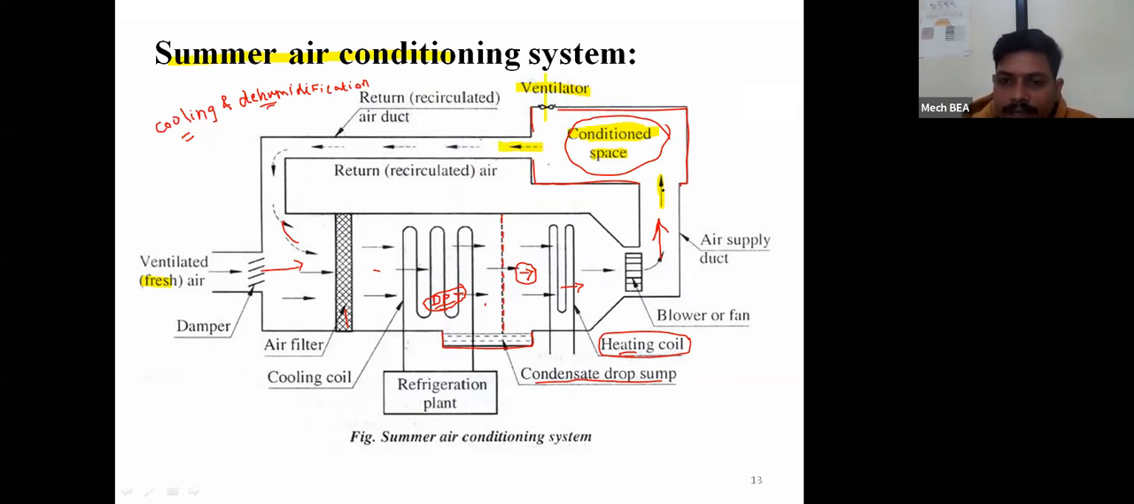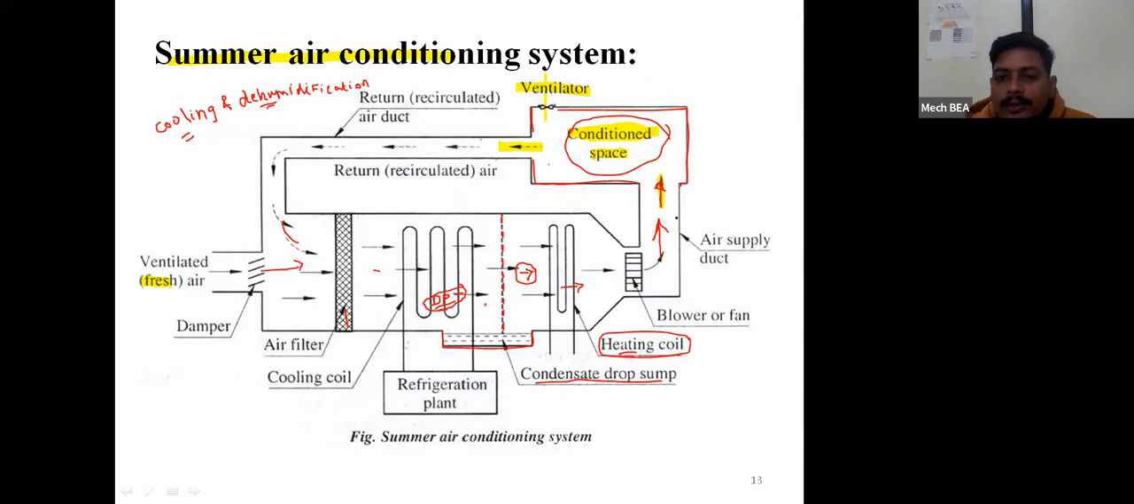So whatever heat will be generated, the supply air will have the ability to absorb the heat which is being generated inside the conditioned space. There are various factors which are generating the heat inside the conditioned space. Those are called the sensible heat factor and latent heat factors. That we have to see after summer air conditioning, winter air conditioning, and year-round air conditioning systems.